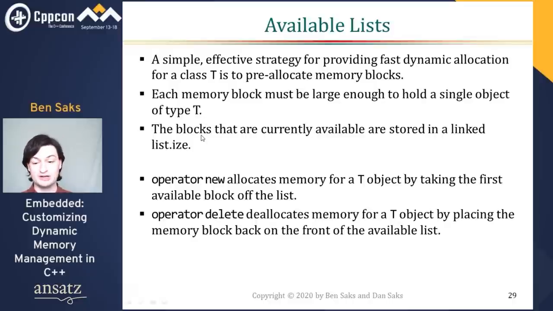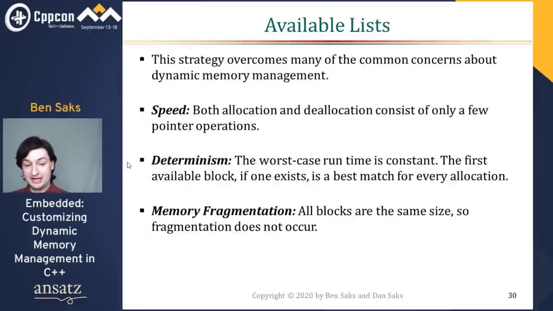And then those blocks are organized into a linked list. I'll show you exactly how this is done in just a moment. But the idea is that operator new takes the first block of memory off of that list and uses that as the memory to hold a T object that you just allocated memory for. And then delete just takes that block of memory and returns it onto the front of the list. And now it's again free for use by any other T object that needs to allocate memory. So the way that this works, it actually solves a lot of the problems that I talked about earlier with general dynamic memory management. It winds up being fast because allocation and deallocation are basically linked list operations.